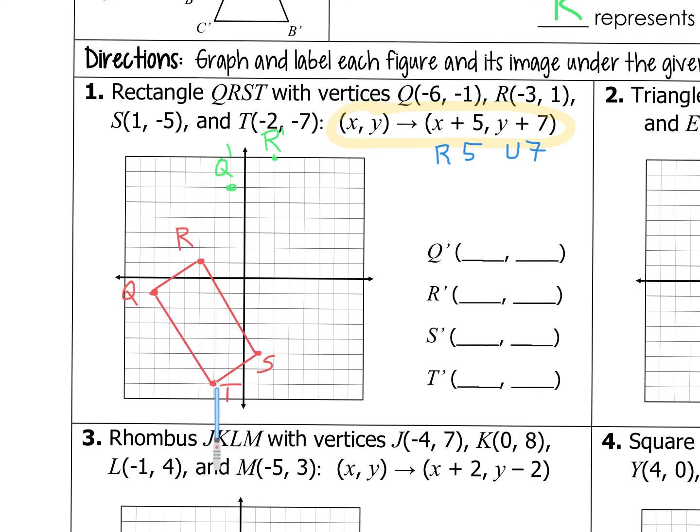And then for T, 1, 2, 3, 4, 5, up 1, 2, 3, 4, 5, 6, 7, plot your point, and that's going to be T prime. And then finally for S, to the right 1, 2, 3, 4, 5, and up 1, 2, 3, 4, 5, 6, 7, plot a point.